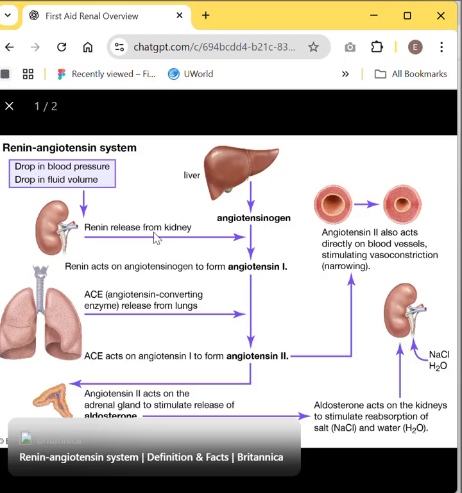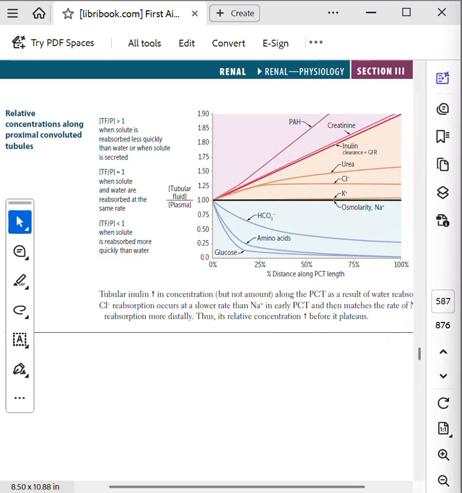And angiotensin 2 also acts directly on blood vessels. What does angiotensin 2 do directly on blood vessels? It causes vasoconstriction. And what does angiotensin 2 do on the efferent arteriole? It causes vasoconstriction of the efferent arteriole also, to preserve the glomerular function. Okay, so this was really important that I wanted to discuss here.